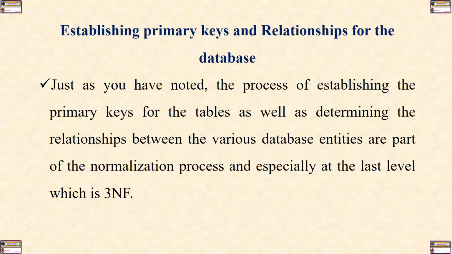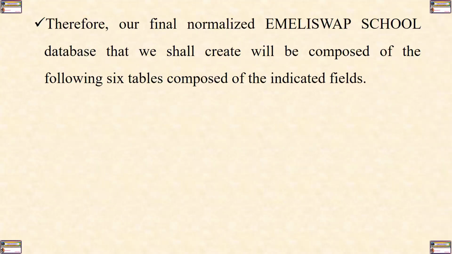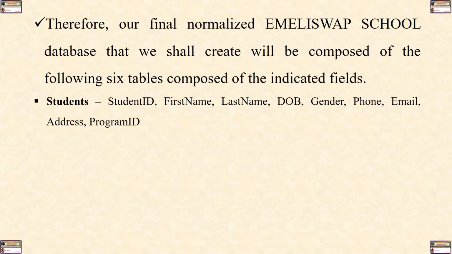As you have noted, the process of establishing the primary keys for the tables, as well as determining the relationship between the various database entities, are part and parcel of the normalization process, and especially at the last level, which is third normal form. Therefore, our final normalized swap school database that we shall create will be composed of the following 6 tables, composed of the following indicated fields.